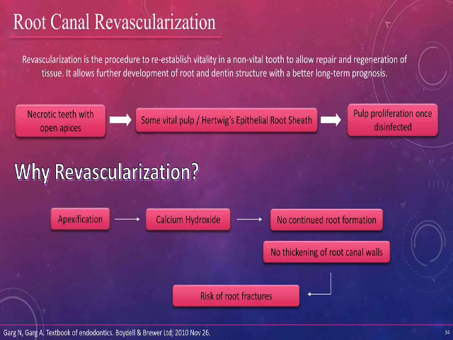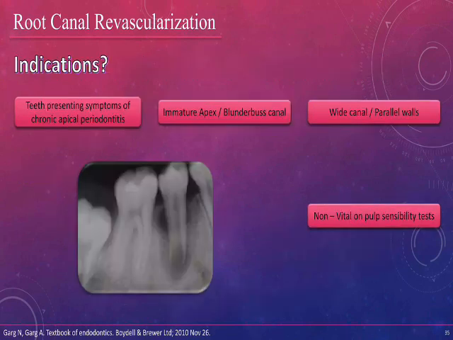Revascularization is opposite to apexification, which is based on calcium hydroxide or MTA. Indications of revascularization include teeth presenting symptoms of chronic apical periodontitis, immature apex or blunderbuss canals, wide canals with parallel walls, and non-vital on pulp sensitivity test.